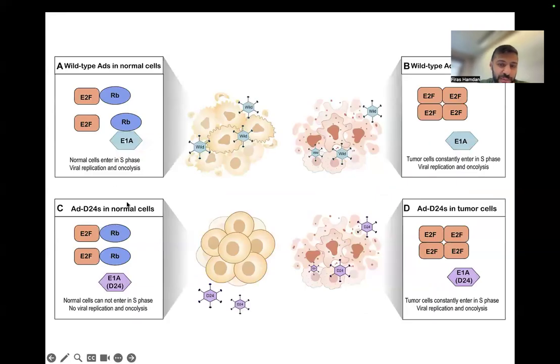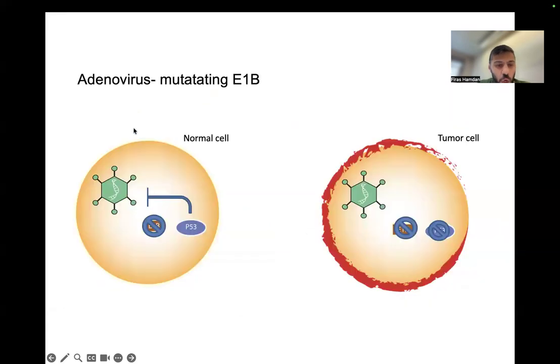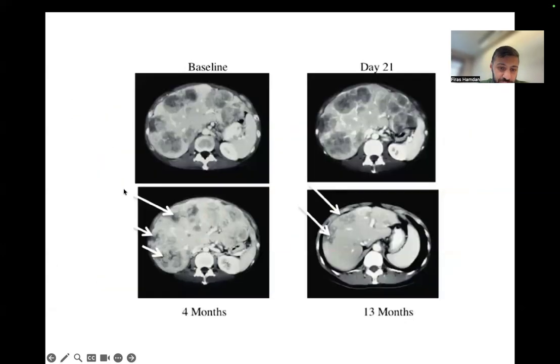And there are many different ways to do that. One of them is through this E1B. Another one is through E2F, which binds to retinoblastoma. Because tumor cells have different signaling pathways or different proteins mutated, you're trying to utilize that. So now this adenovirus only kills in a tumor cell, but in a normal cell, P53 is working and stopping it.